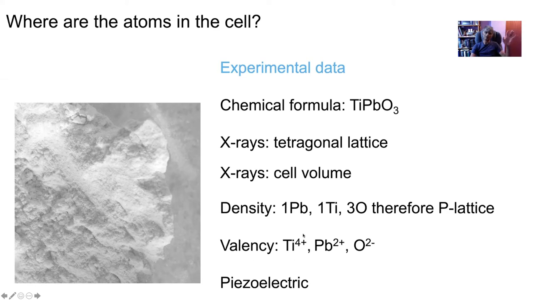You know from other work that the valency of titanium is 4+, that of lead is 2+ and of oxygen 2-. And you know that this is a piezoelectric material because somebody has done a test where they stressed it and found an electrical potential developing. If it's piezoelectric, then clearly it cannot have a center of symmetry. So by looking at these experimental data, you have determined its chemical composition, its density, the number of atoms in the unit cell, and the fact that it's primitive and there is no center of symmetry. But we haven't determined where the atoms are actually located. So that's our next task.